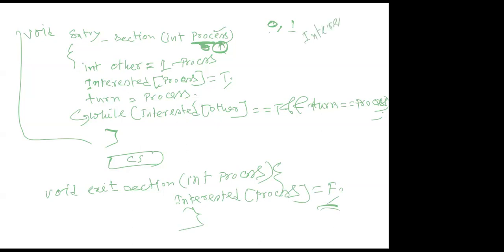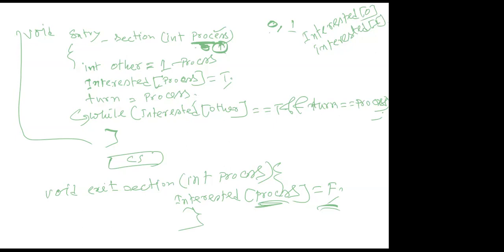Interested 0 or interested 1 depends on this process parameter. Interested 0, interested 1, there are two processes in this solution, 0 or 1. Okay, now let's check how it works.